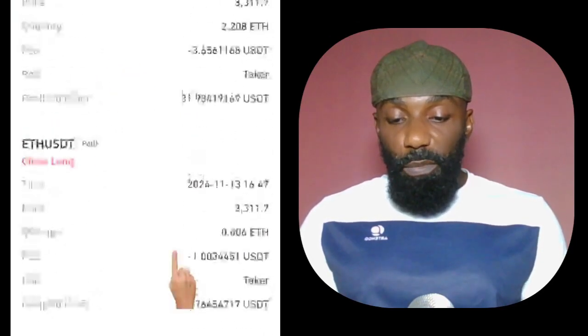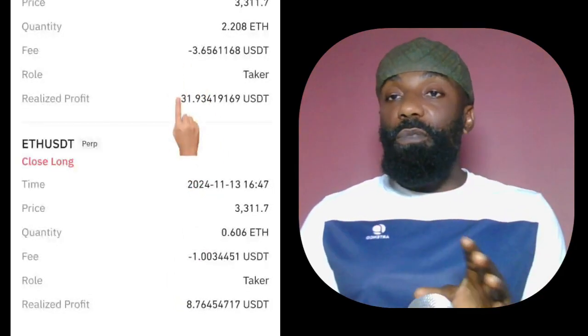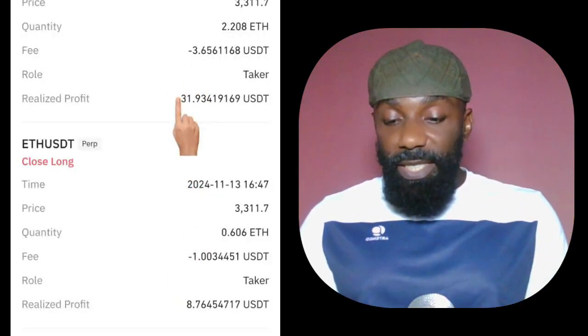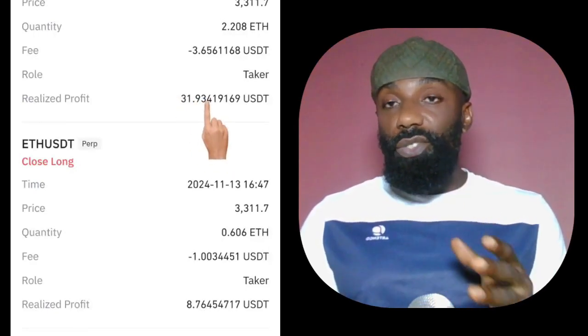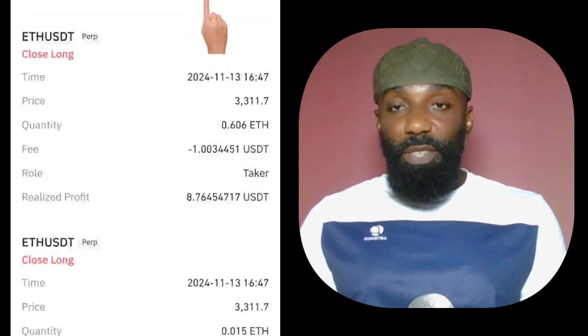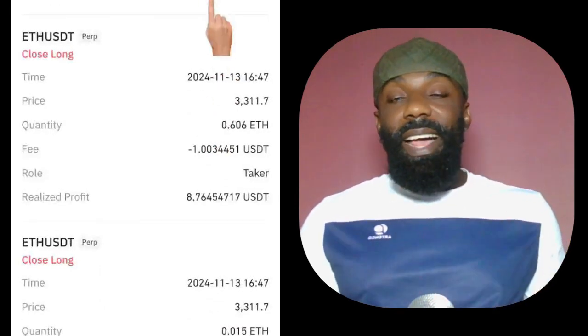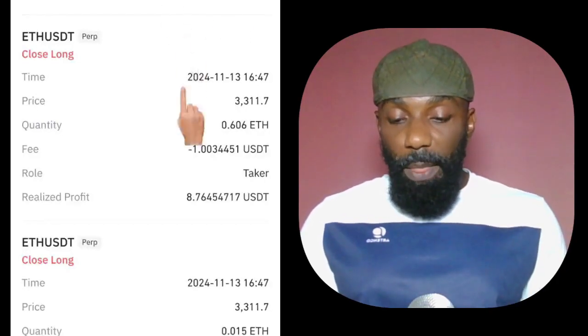Now, mind you, the profit you are seeing here is not the total cumulative profit of the people copying his trade. The profit you are seeing here is his own personal fund that is used in trading. Okay, so if you're seeing 31 USDT here, don't assume that that is the total PNL of himself and the people copying him. No, this is just his own personal PNL.